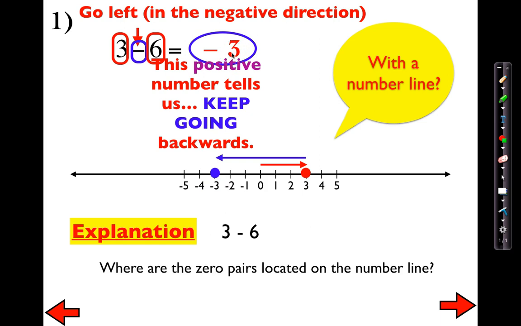So here, where are the 0 pairs located on the number line? If you can recall from the previous lesson, the 0 pairs are located in the overlap. So here there were 1, 2, 3 0 pairs, which makes sense because like we said in the previous symbols model, in order for us to actually take away 6, we had to add 3 0 pairs, so we had enough positives to take away those 6.